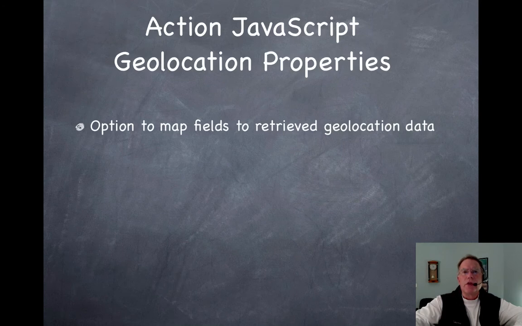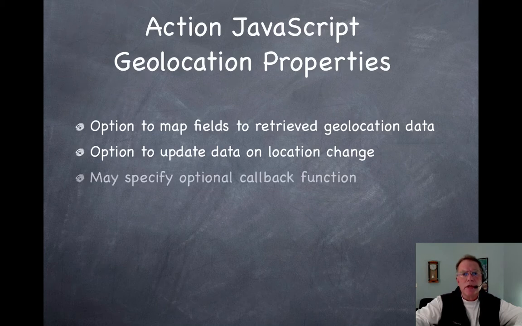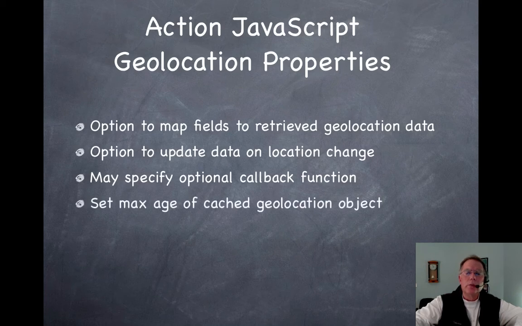These are the Action JavaScript geolocation properties that we're going to see in the builder. You have an option to map the fields to the retrieved geolocation data. You have an option to update the data on location change. You can specify an optional callback function. So when the data is retrieved, you can specify any JavaScript function you want to fire. And we'll take a look at that.